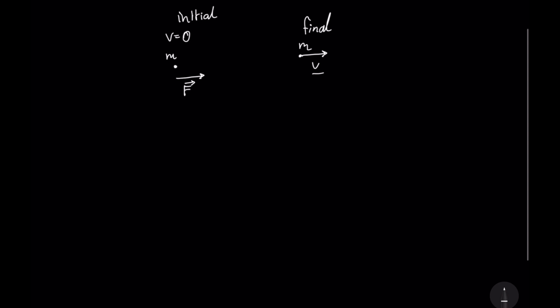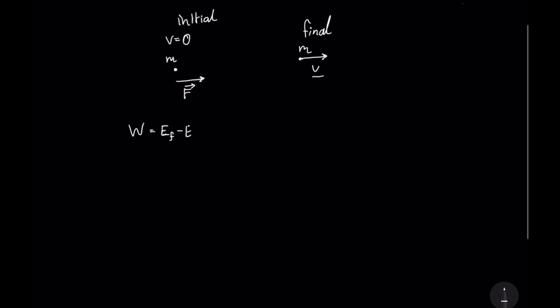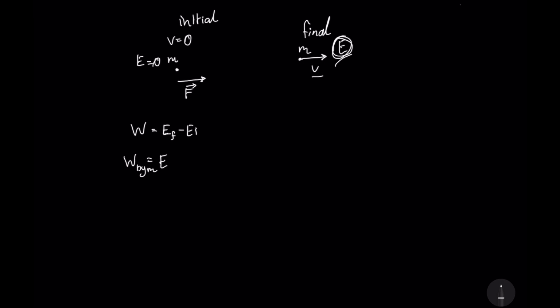So we can see that the work done by the mass is equal to its final energy minus its initial. We can see that its initial energy is 0. And what I mean by energy is its kinetic energy. And here we have some energy E. So the work done by the mass will be equal to E, which is the energy it will have after accelerating.